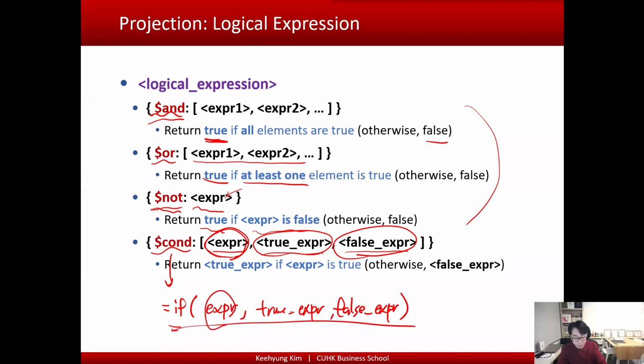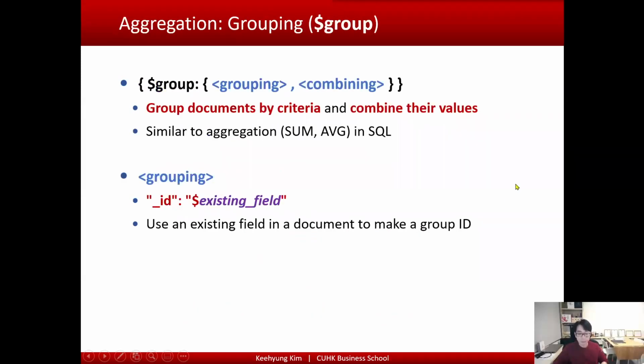So if this is true, this will be returned. If this is false, this will be returned, something like that. So even in Microsoft Excel, we have an if statement. It works exactly the same way, basically. Okay, so that's all about projection, basically. So there are multiple things you can utilize. And yeah, I think the best is just to try different things.